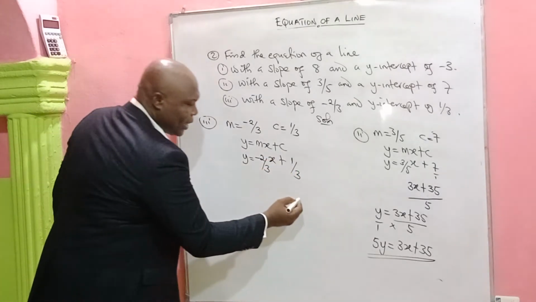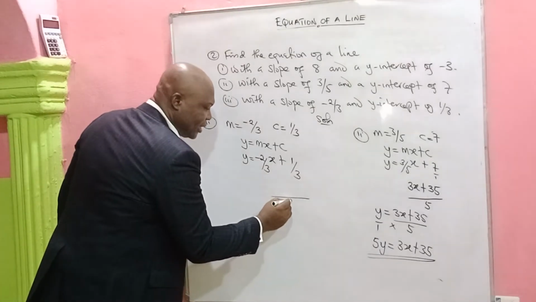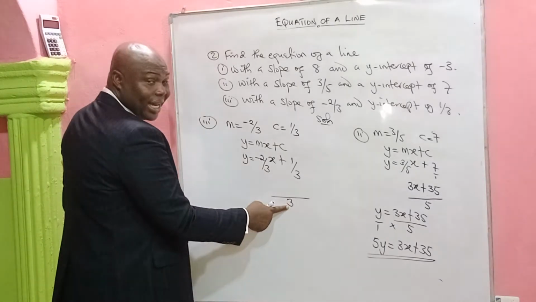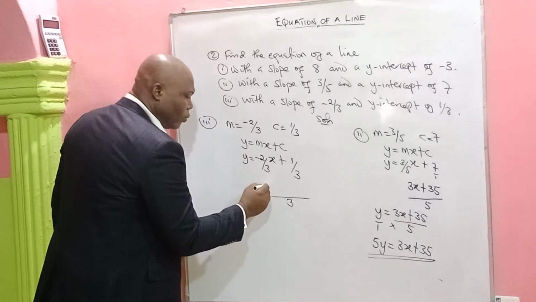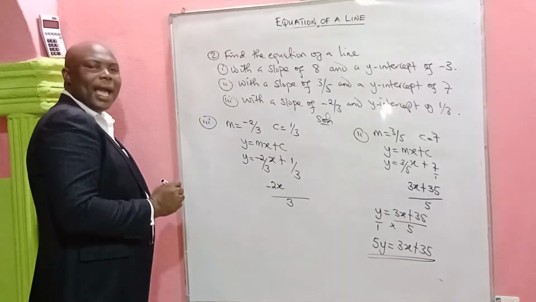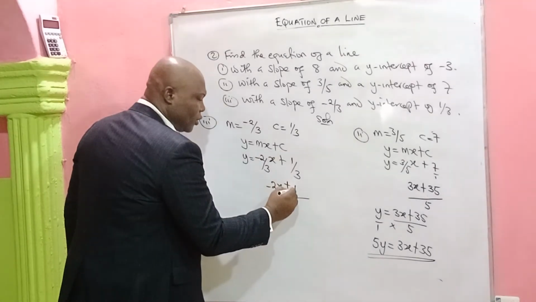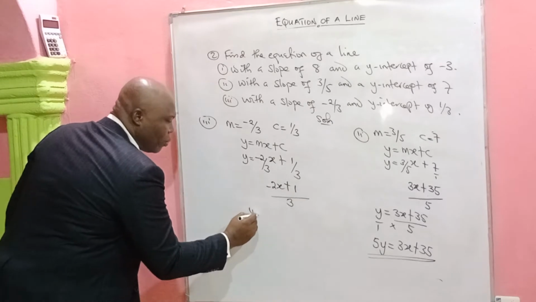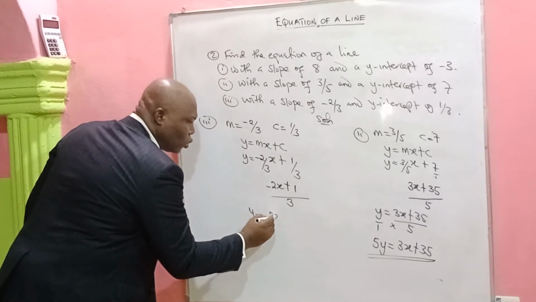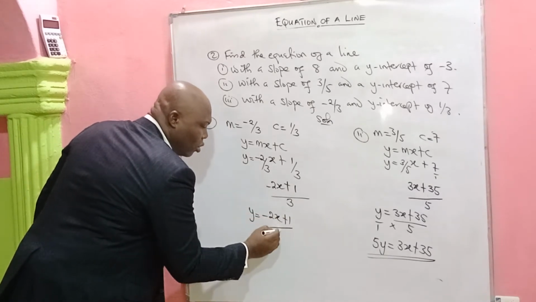So what do we do? We take the LCM. The LCM of 3 and 3 is definitely 3. So 3 goes into 3 is 1. 1 times minus 2 is minus 2, and then x plus 3 into 3 is 1. 1 times 1 is 1. Therefore, it means y will be equal to minus 2x plus 1 all over 3.